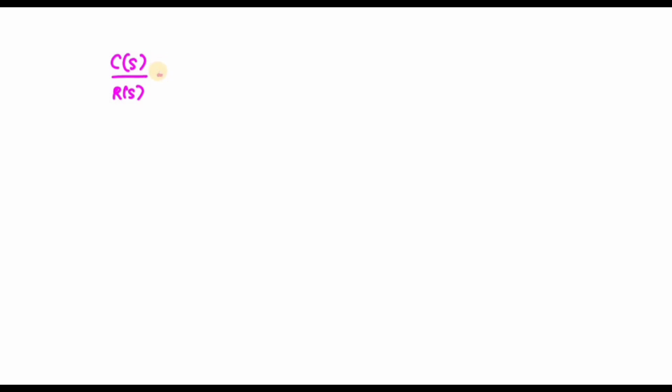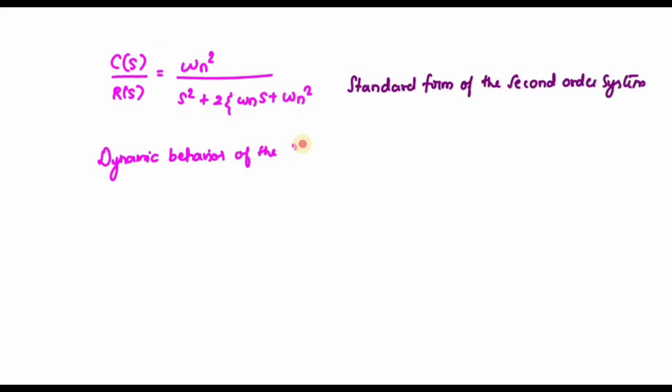So consider C(s)/R(s) = ωn² / (s² + 2ζωn s + ωn²). This is the standard form of a second order system. Here you can see I can calculate the dynamic behavior of the second order system in terms of two parameters, that is the damping factor ζ and ωn.